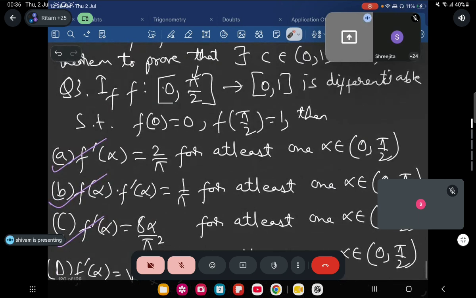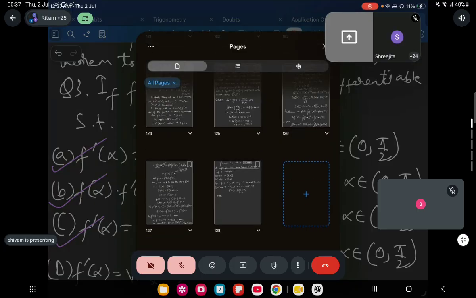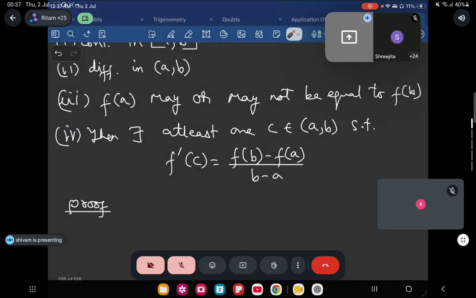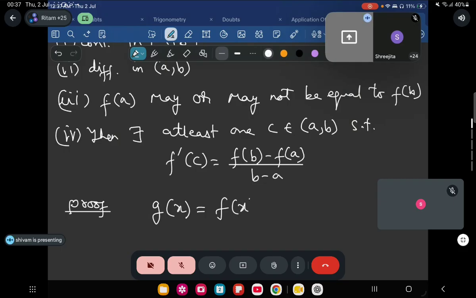Over here we had to take some function such that we had to prove that f dash x is equal to 2 by pi. So we took a function g of x equal to f of x minus 2x by pi. Right, everyone? Over here also we are going to do the same thing. I'm going to take g of x equal to f of x minus f of b minus f of a upon b minus a into x. Tell me, are you people getting?